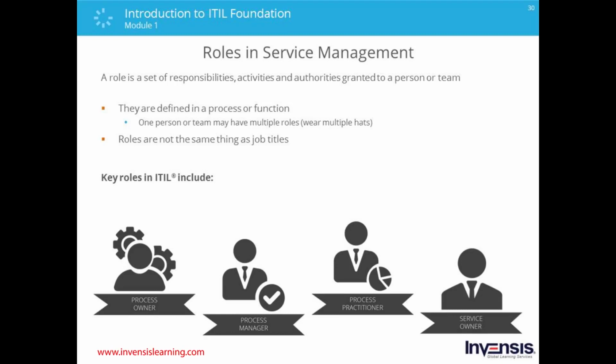So the process owner owns the design, the document, ensuring the compliance, and also ensuring the improvement from time to time. Of course, for improvement, anybody can give feedback, but ownership of improvement of the process is with the process owner. Therefore, there is always one process owner for each process. There cannot be multiple owners. But in every process you can have several process managers, several practitioners, and several service owners also. Service owner is a totally different concept.